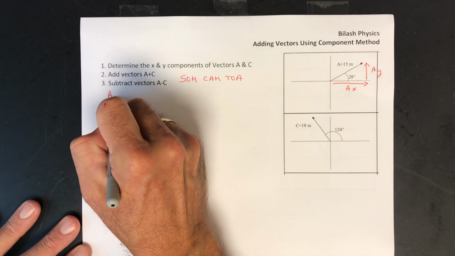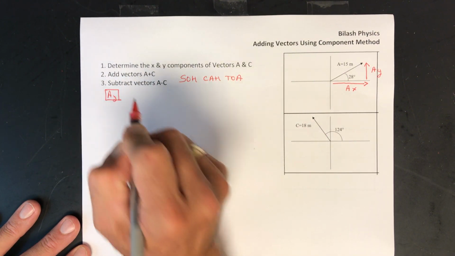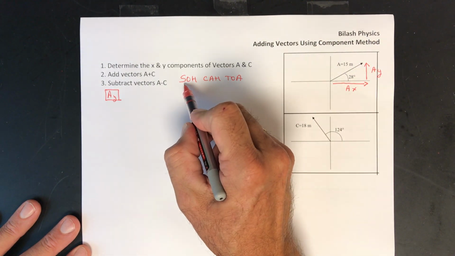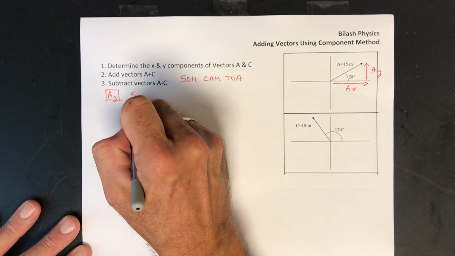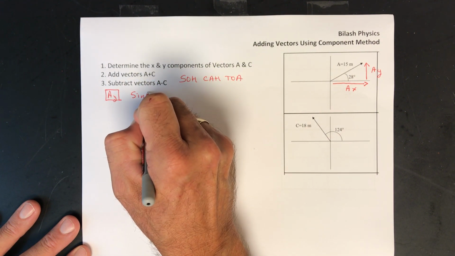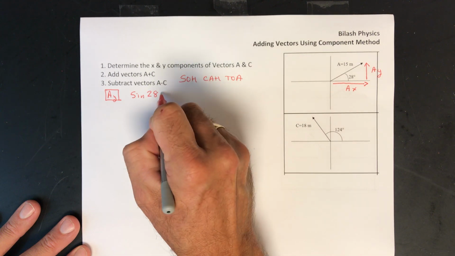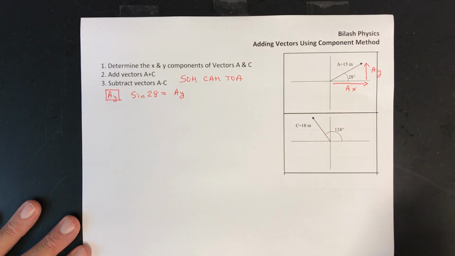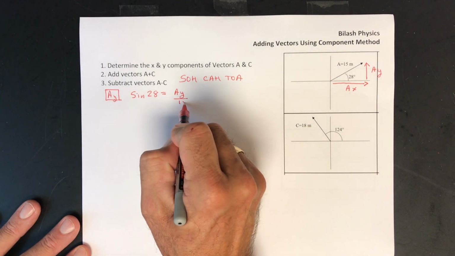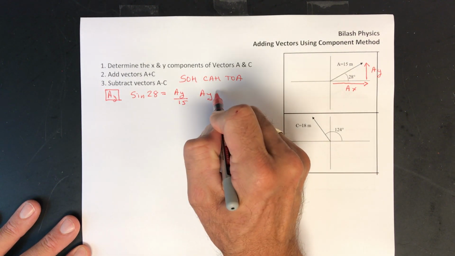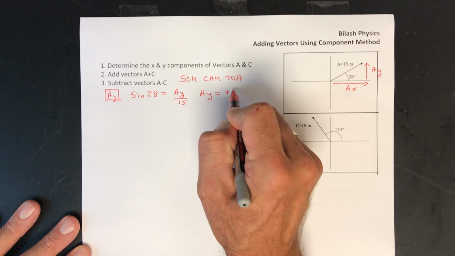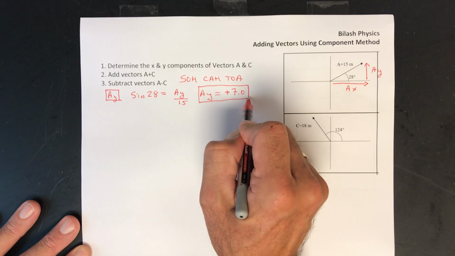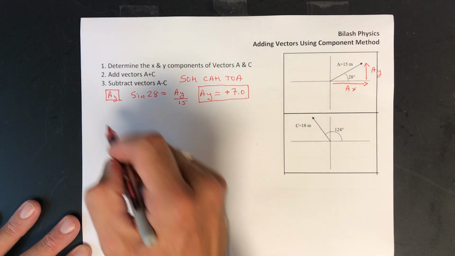So AY. AY is opposite the angle, so we're going to use the sine function, which says the sine of 28 degrees is going to be equal to AY divided by 15. So AY is equal to positive 7.0, putting in a positive just to emphasize the positive direction.